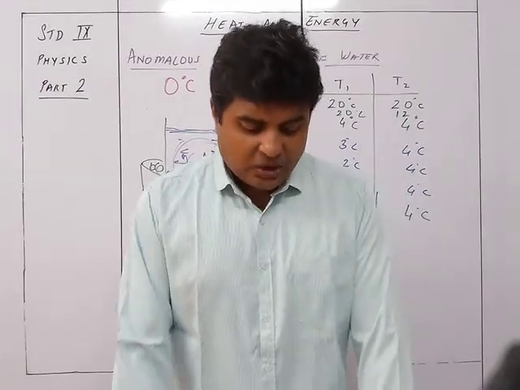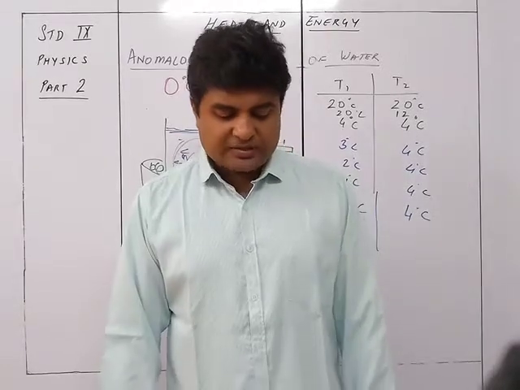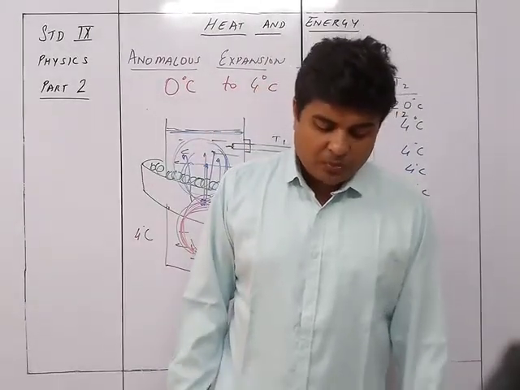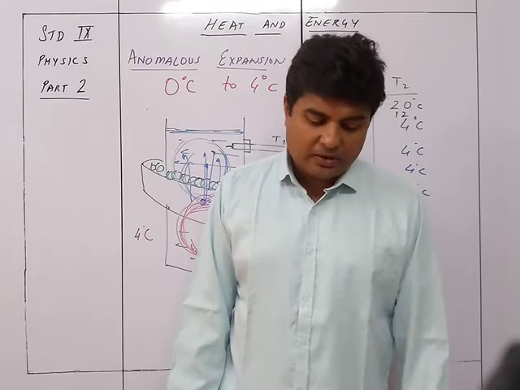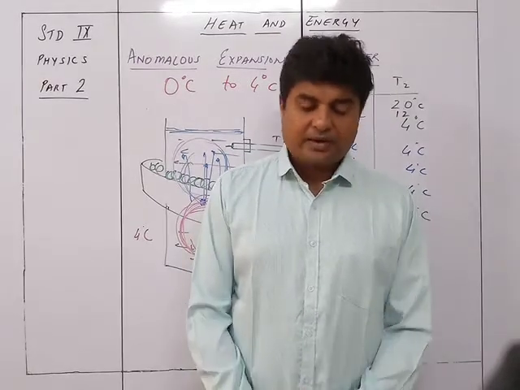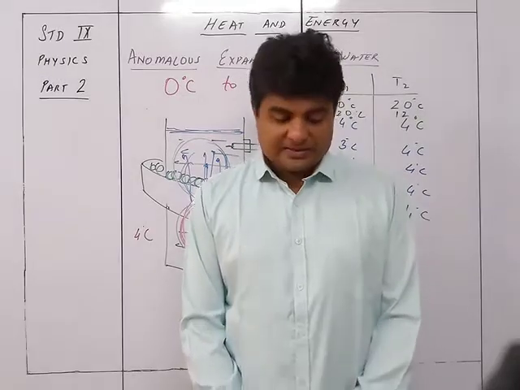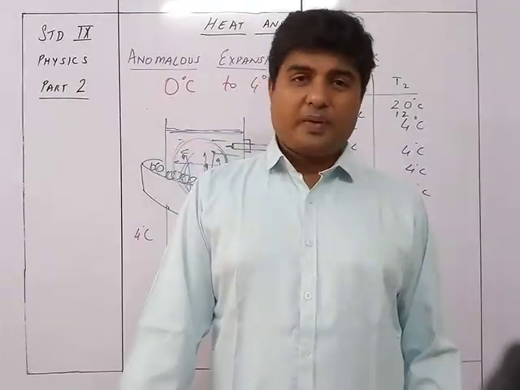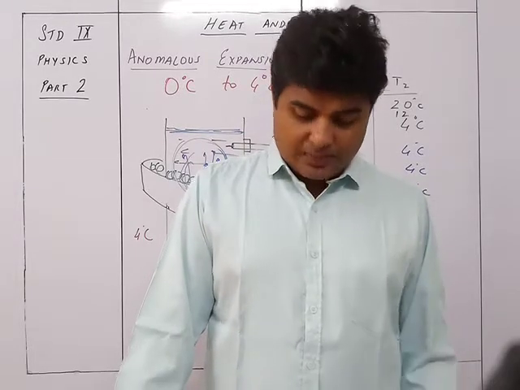At this stage, the lower thermometer T2 shows the temperature 4 degrees Celsius at which water has the maximum density, while the upper thermometer T1 shows the temperature of water at ice at 0 degrees Celsius. So that is how the anomalous expansion is being explained using Hope's apparatus.